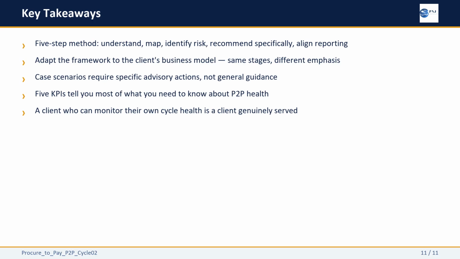The Procure-to-Pay advisory method starts with understanding, moves to mapping the actual flow, identifies specific fraud and error exposure, recommends precise actionable controls, and sets up the reporting that gives the client visibility going forward. It adapts to the business model, product, service, or project, because the same stages carry different risks in different contexts. Real-world scenarios require real-world responses, specific, documented, and aimed at the root cause. And the KPIs are the ongoing health check, the dashboard that tells you whether the controls you recommended are working.